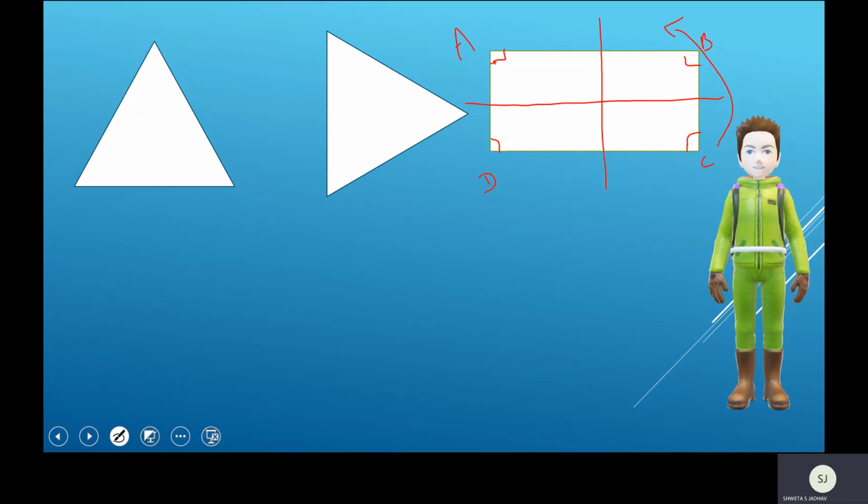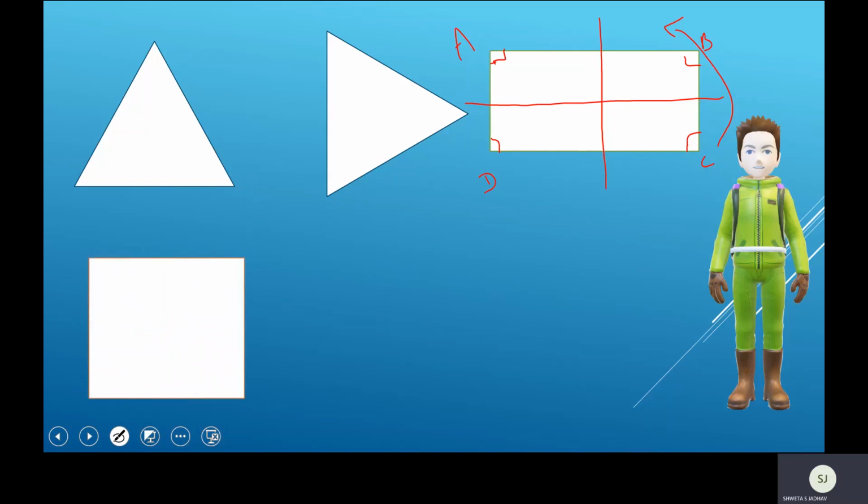So let's see, can we have any other figure which has more lines of symmetry or axes of symmetry? Let's take a square. As we all know, in a square all the sides are equal and all angles are right angles, which is 90 degrees. Now, as we have seen in the rectangle, we can form a horizontal line of symmetry and also a vertical one. So this is the vertical line of symmetry, and this is the horizontal line of symmetry.